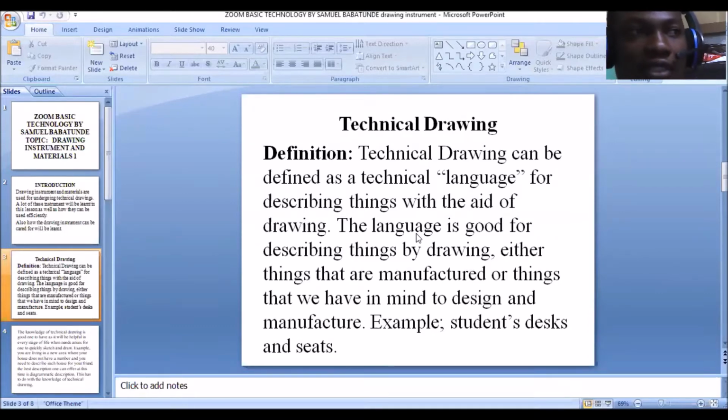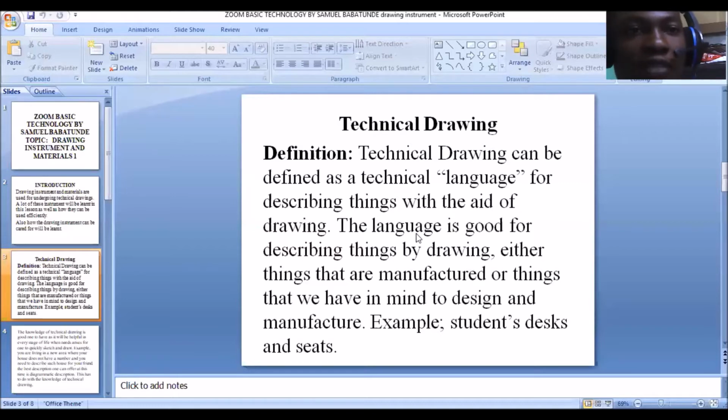And these things refer to the things that are being manufactured, or the things that we have in mind to manufacture. Let's say, for instance, the students' desks or seats, maybe the desks you use at school or the desks in our offices. Now, maybe you have it in mind that you want to construct a particular desk in a particular form or manner, or you want to give your desk a particular shape. The only way you can bring this into reality is by interpreting your idea into drawing, and this drawing is what we call technical drawing, because it is a language. Now you are interpreting your idea into a language, and this language is by drawing.